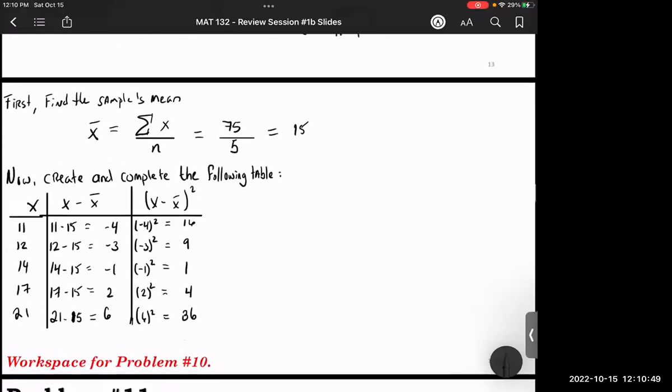So what we have to do in order to get our value of the variance, at least for the most part, is first get this sum. Add up all the values in column 3. So you take 16 plus 9 plus 1 plus 4 plus 36. That's going to add up to what?